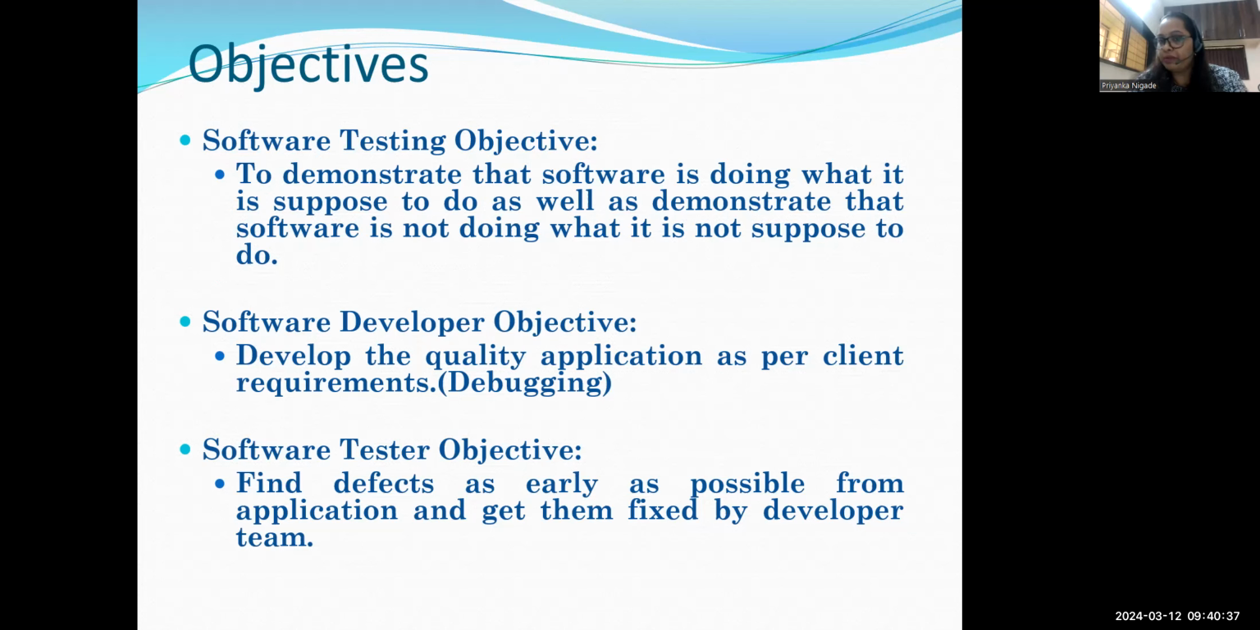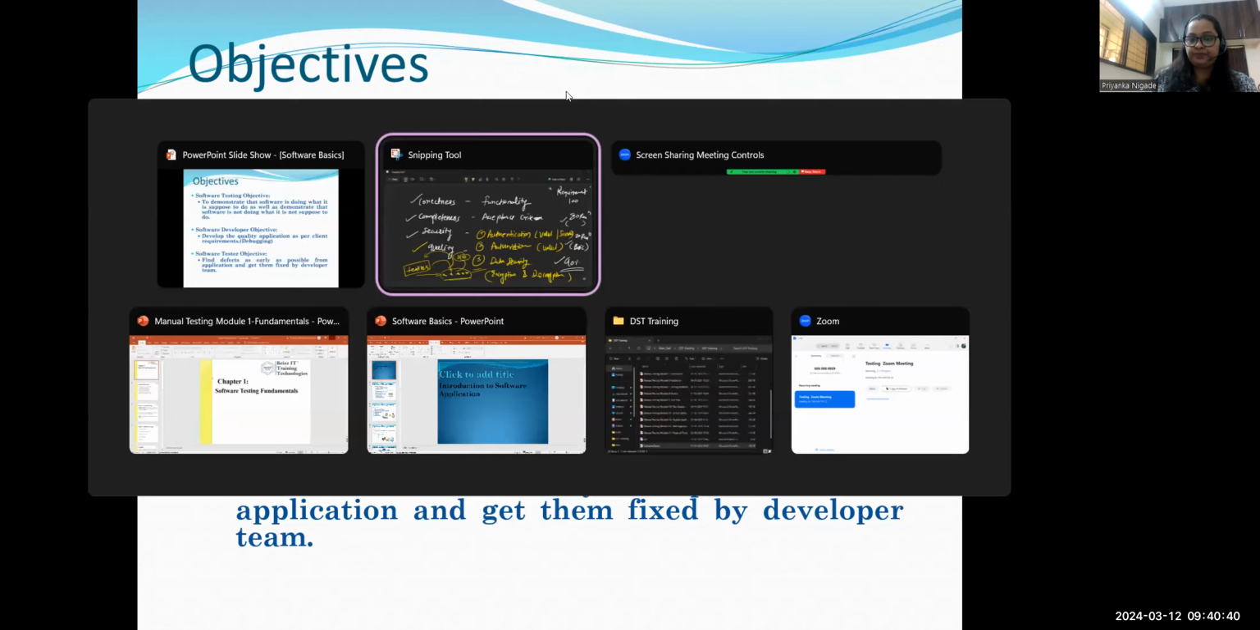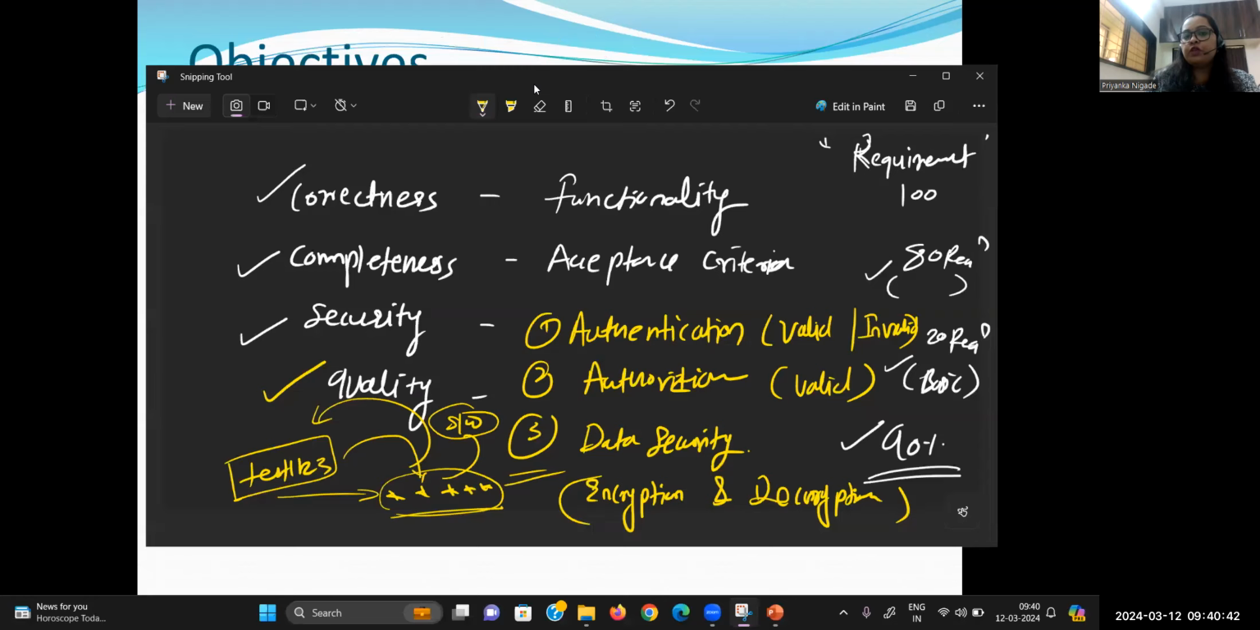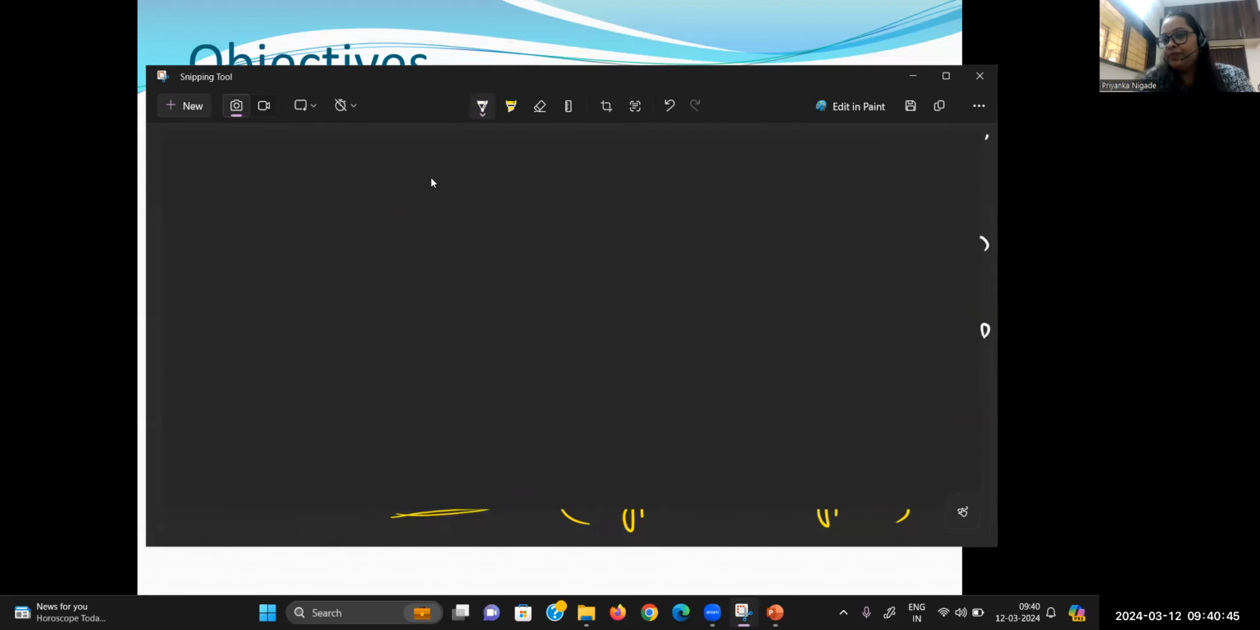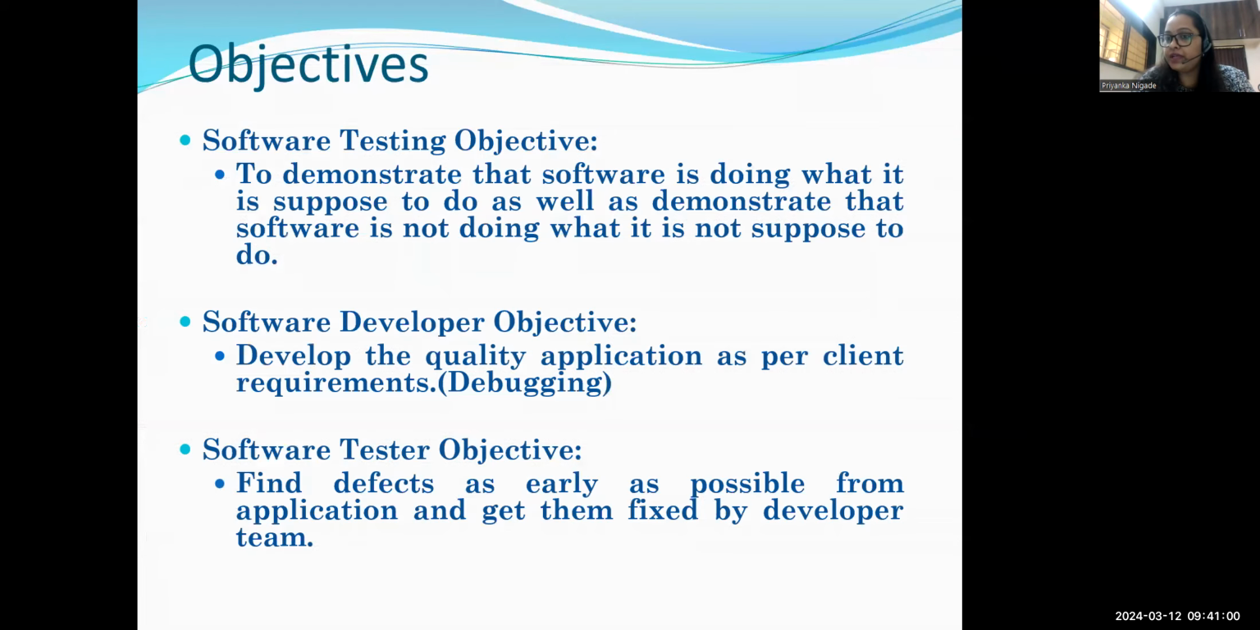So now it is time to understand different objectives. Three objectives you need to remember. Okay? Very first, what is the objective of software testing? So guys, when we test any software application, we have to focus that, obviously, the software application works as per its given requirement. So what objective does software testing define? See that. To demonstrate that software is doing what it is supposed to do, as well as, most important, to demonstrate that software is not doing what it is not supposed to do.